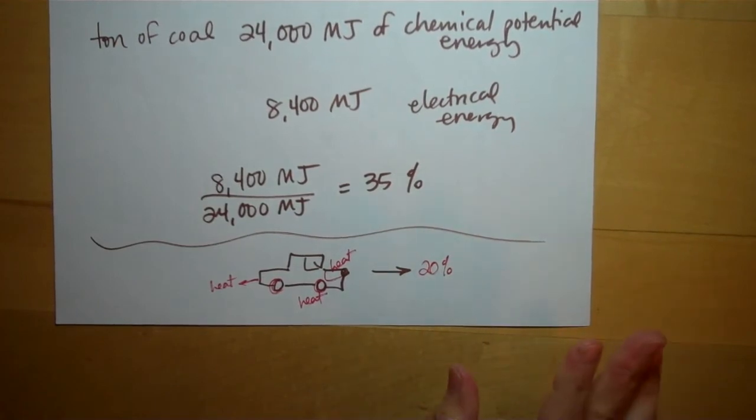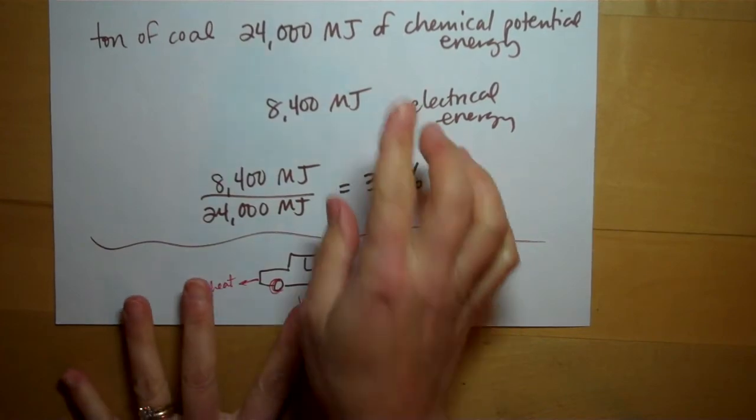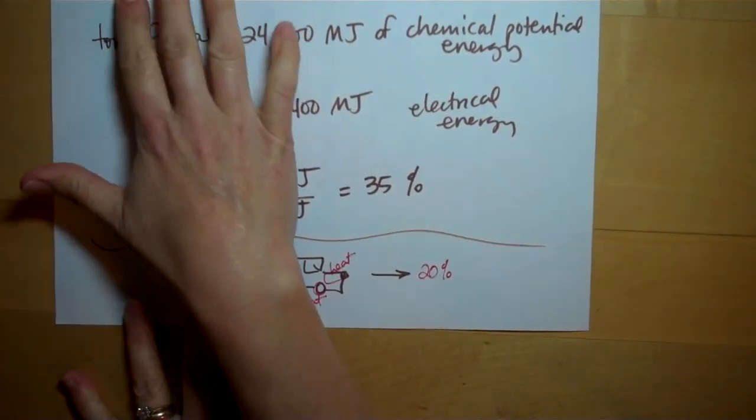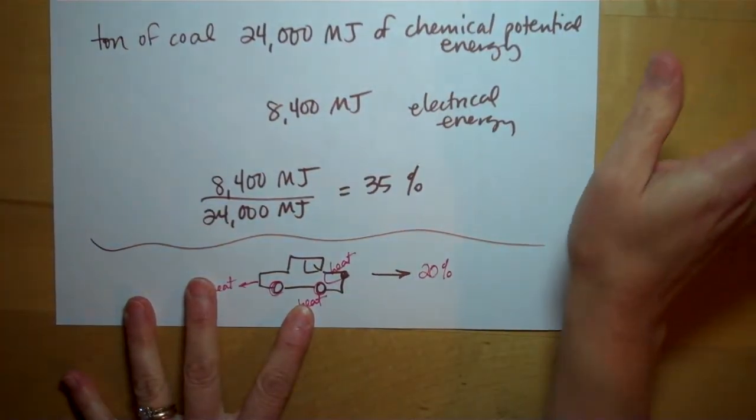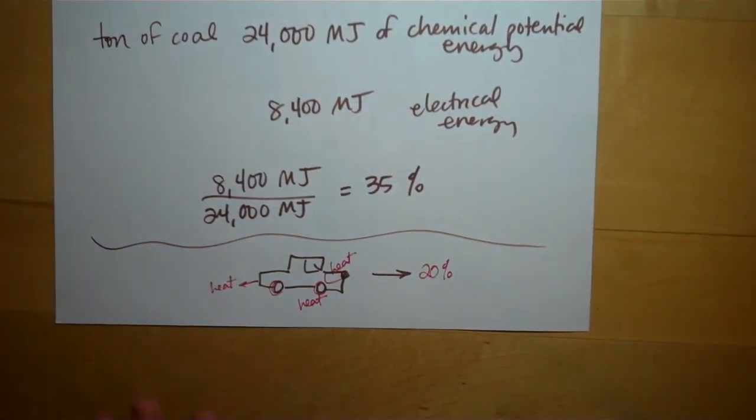Okay, so let me do two problems with efficiency. They're a little bit more complex than capacity because you have to take into account the fuel. So you have the fuel input and the energy output, which makes it a little complex.